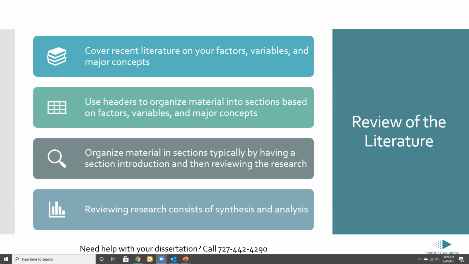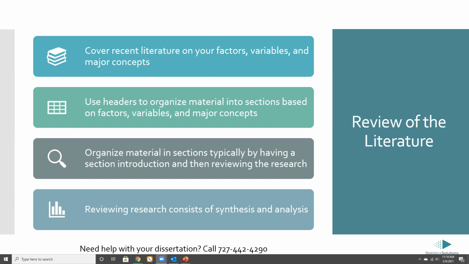Then you would have a section on emotional intelligence. And again, define it. Again, you probably have subsections within that based on certain issues that are being raised in the literature, which you won't know about until you get into the literature and start digging into it. So the structure should follow what you're studying, your major concepts, your variables.